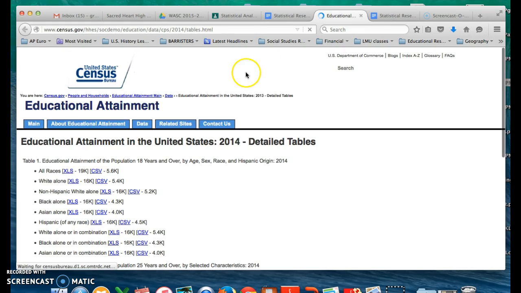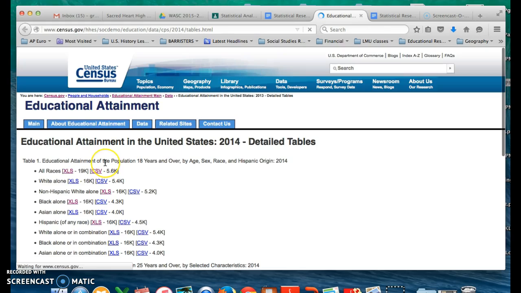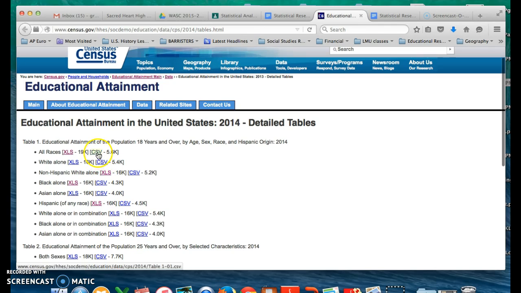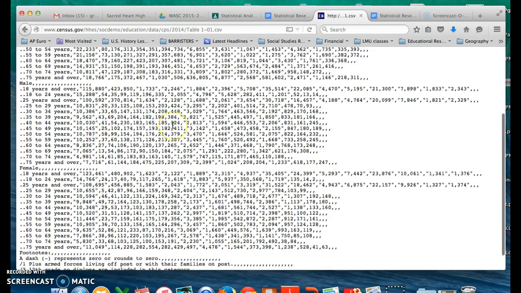So we're going to go back to the U.S. Census Bureau's data collection center here, and what we're going to focus on first is all races, and we're going to look at the differences between men and women in the United States based on their educational attainment. You should have defined that word, but essentially we're talking about the highest level of education attained by the people of this study.